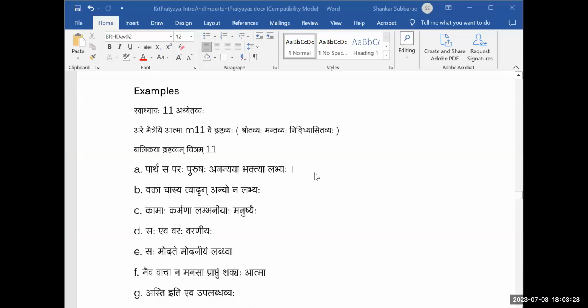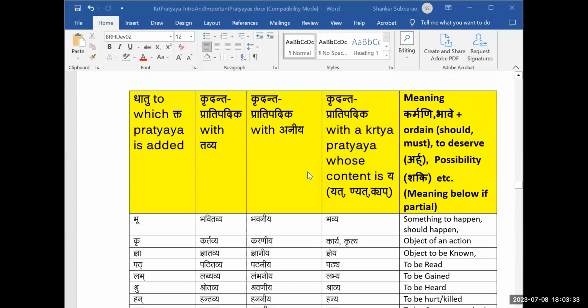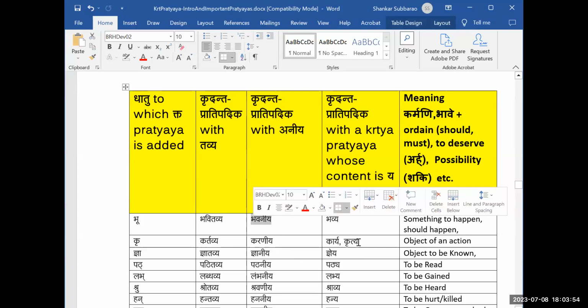Okay, here it is. All right. So we had seen this last time. So how the forms will be bhavitavya, bhavaniya, bhavya, kartavya, karaniya, karya, kritya, another possibility, right? Gyatavya, jnaniya, jneya. So all these forms, you may not remember the forms. You may not be able to tell me the form. But if you see the form, can you spot that it is the Kritya Pratyaya? That's what counts to start with.